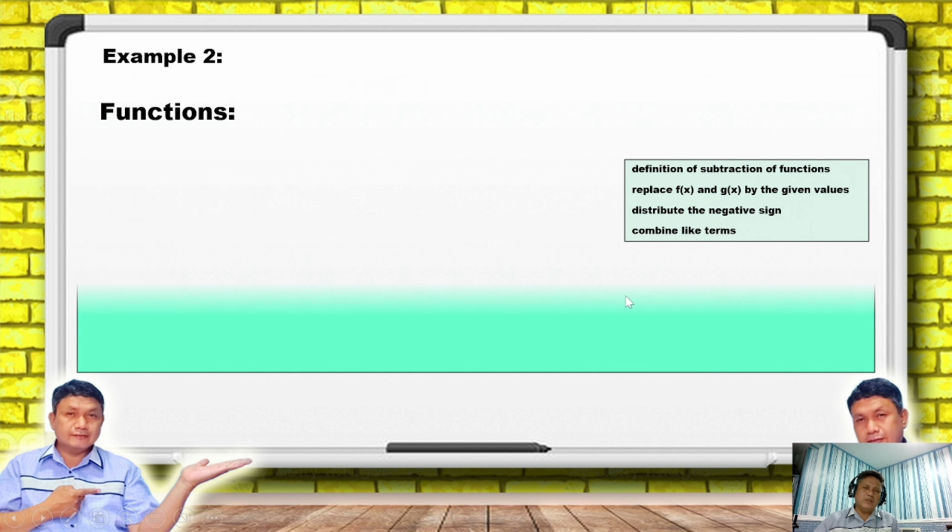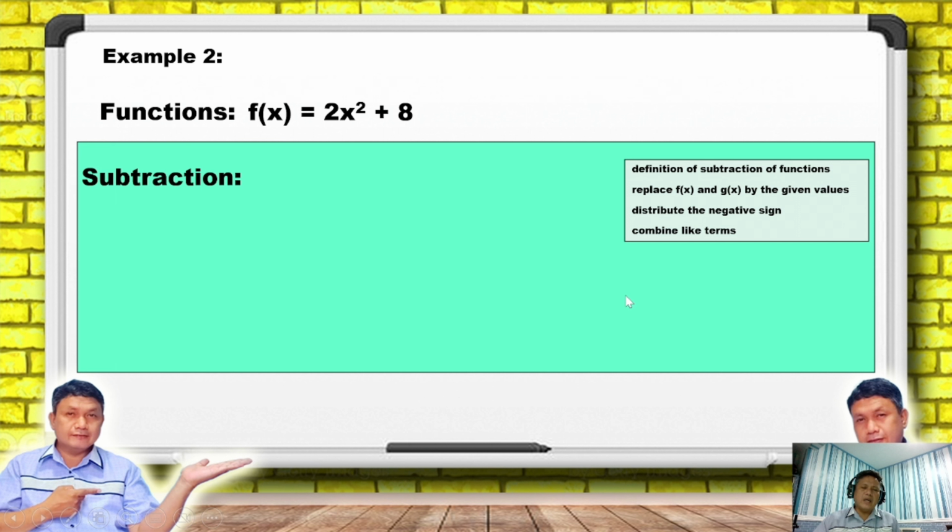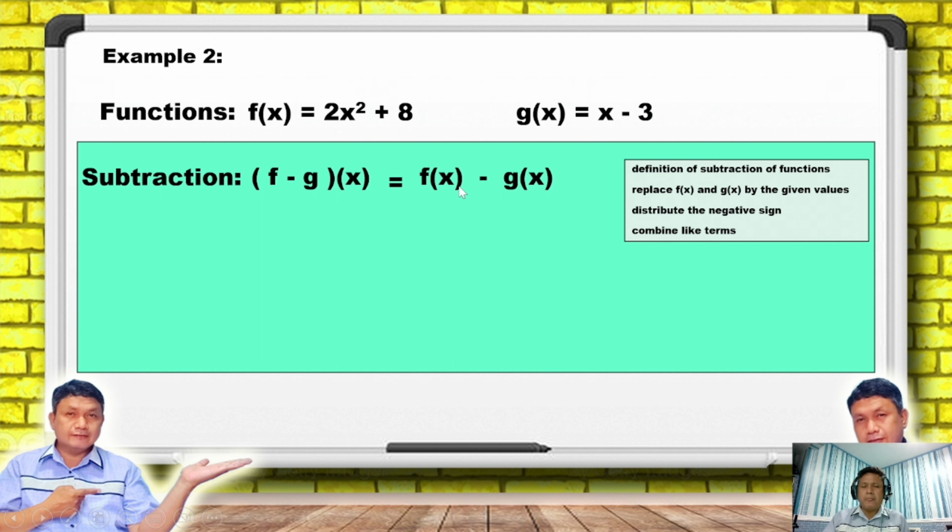So, again, example number 2, we'll use the same given. So, ang f of x natin, still, we have 2x squared plus 8 and g of x is x minus 3. Now, okay, for subtraction, we will use the notation, the quantity f minus g of x is equal to, if we will use the distributive property, okay, so we have f of x minus g of x. Same with addition. Okay, so we will replace the value of f of x as well as the g of x.